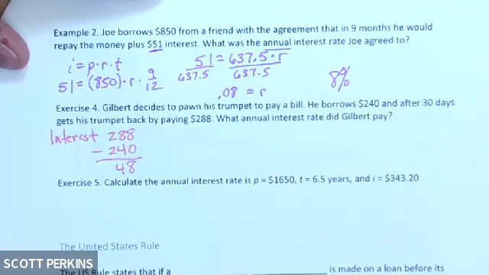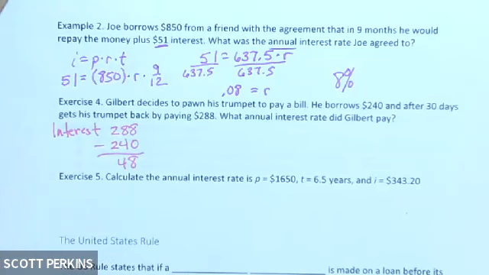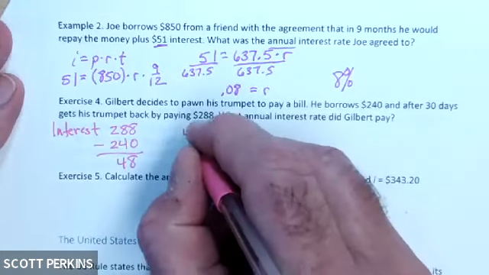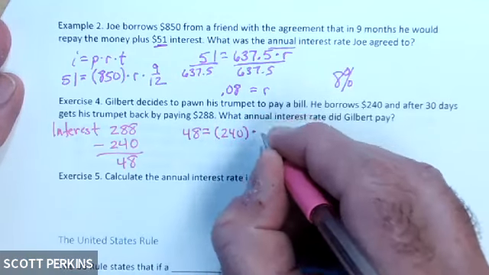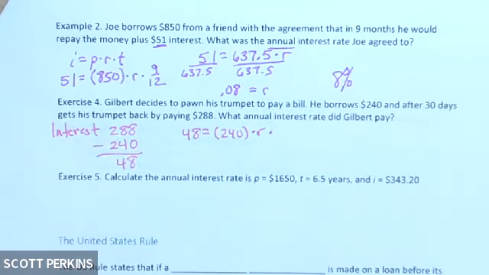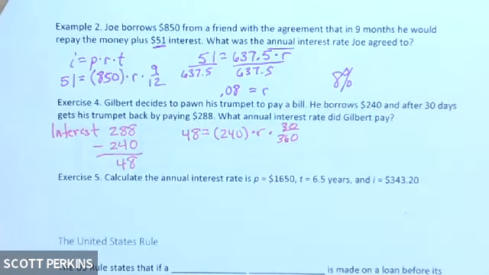I'm trying to go through different style problems so that you see a little bit of everything you're going to see on your homework, so that there are no mysteries. And so here we go. My interest is 48. My principal is 240. Again, we're trying to find the interest rate. Gilbert borrows this money for 30 days. This is an annual rate, so it's 30 out of 360, or 1 out of 12 if you already did the reducing and saw that 30 was 1 month.